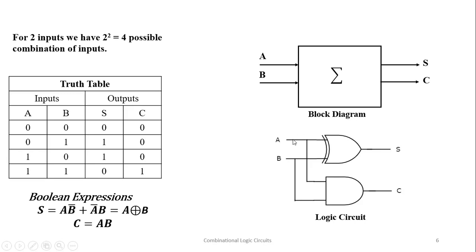So if A is 1 and B is 0, suppose, this is an exclusive OR gate, the sum will be 1. If the inputs are different, the exclusive OR output will be 1. If the inputs are the same, the output will be 0. So for 1, 0, we will get S equal to 1, and carry will be 0 because B is 0. So this is the logic circuit for the half adder.